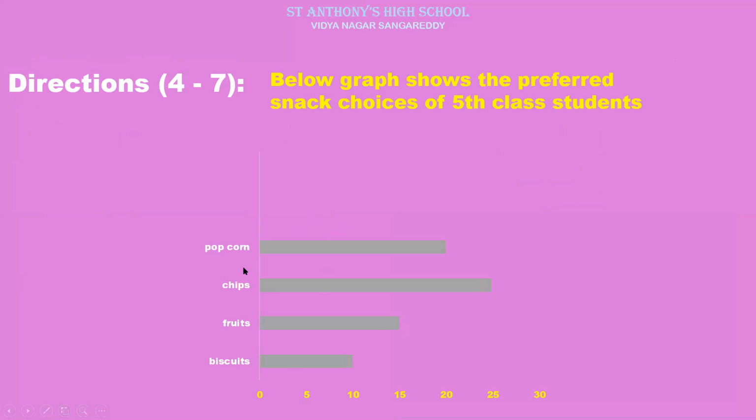This bar graph is related to questions 4 to 7. The next 4 to 7 questions are on this chart. Read it carefully. The graph shows the preferred snacks choice of 5th class students. Here we have popcorn, chips, fruits, biscuits. These are the names of the snacks, and this is the quantity. This is the x-axis, this is the y-axis.